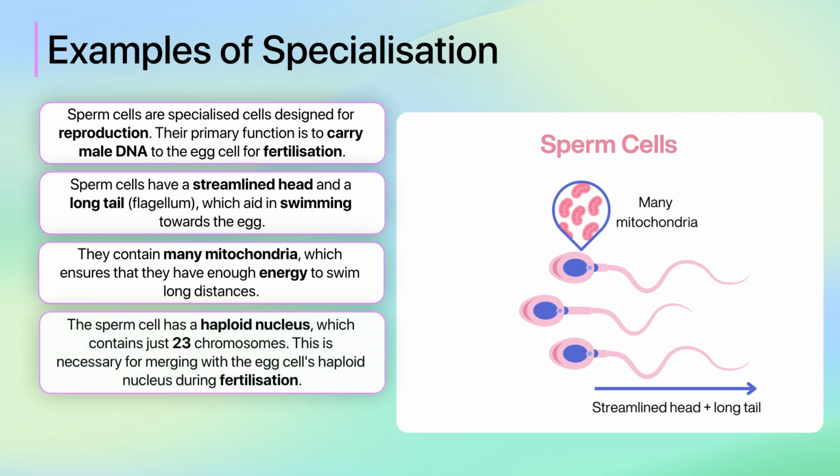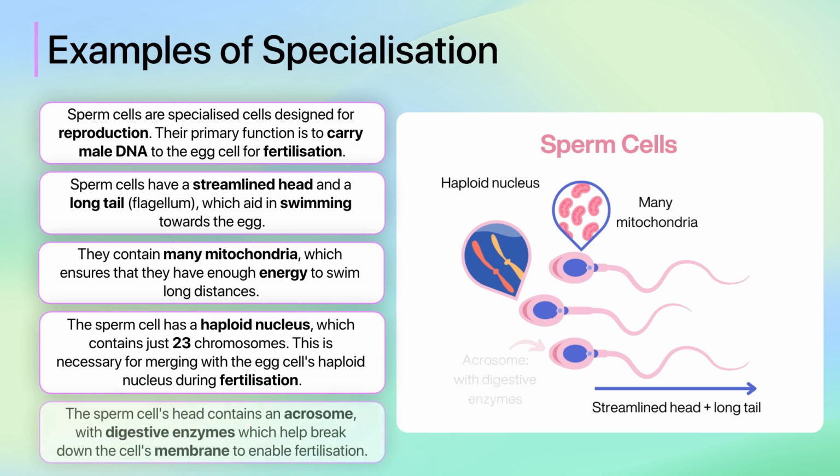The sperm cell also has a haploid nucleus, which contains half the number of chromosomes typical for body cells, 23 instead of 46. This haploid state is necessary for merging with the egg cell's haploid nucleus during fertilization. Finally, at the tip of the sperm cell's head is an acrosome, a structure filled with digestive enzymes. These enzymes help the sperm break down the egg cell's membrane to enable fertilization.